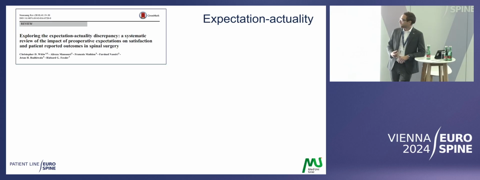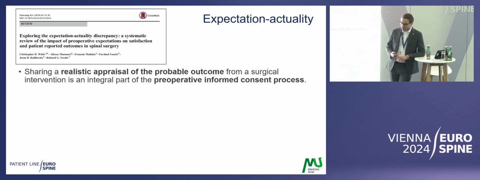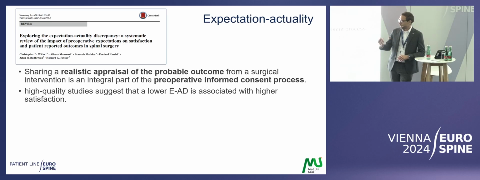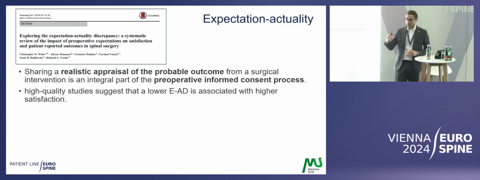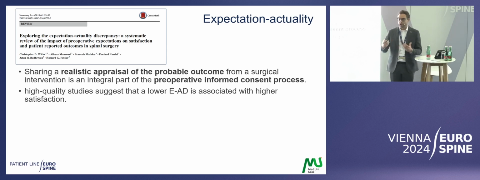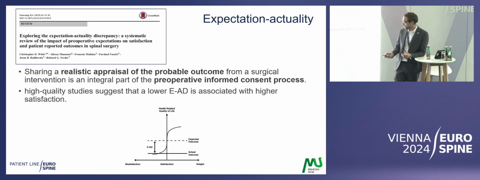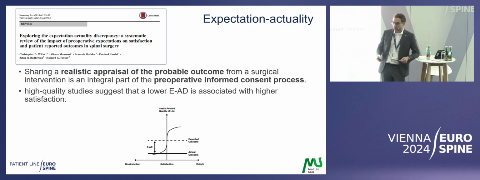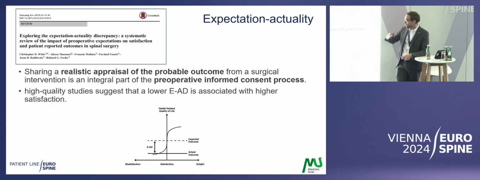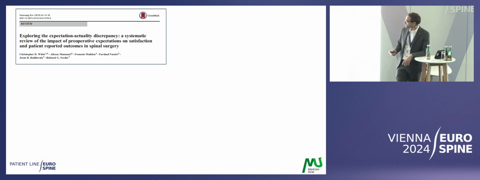Then what's important is this concept of the expectation-actuality discrepancy. So it has been shown in that review study that if the discrepancy is low, patients will be more satisfied. So what does that mean? If you look at that graph, the dashed line is the expected outcome of the patient. If the actual outcome is far below it, we have a high discrepancy, and of course the patient won't be satisfied. So we have to again set realistic outcome expectations for the patients.